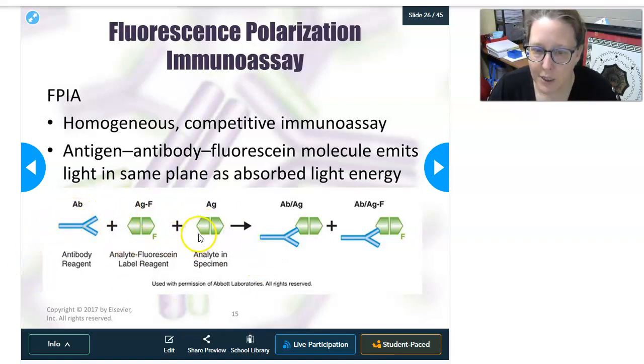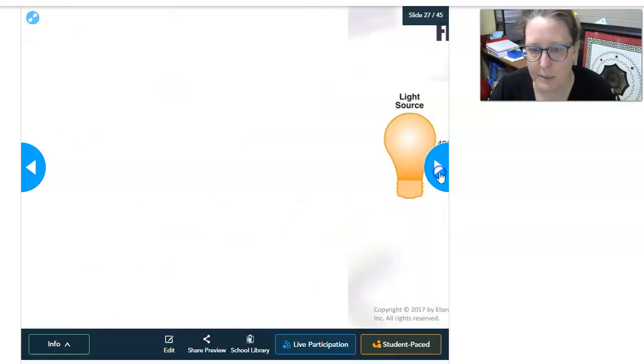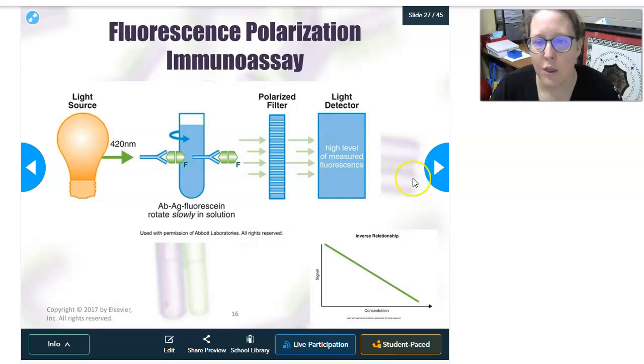So after the reaction happens, you'll have some antibody-antigen complexes and some antibody-labeled fluorescent antigen complexes. Then what happens is you shine a light source at 420 nanometers, and the antibody-antigen fluorescent complex rotates slowly in the solution, and then the signal goes through a polarized filter and can be detected.